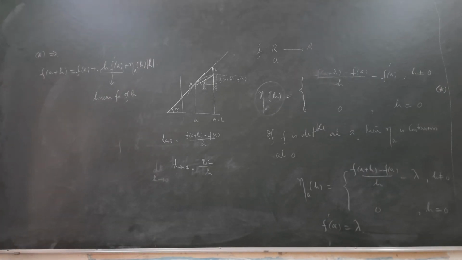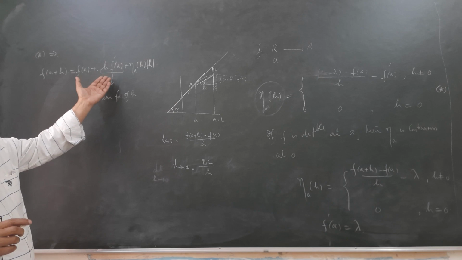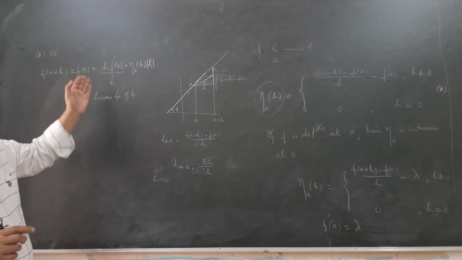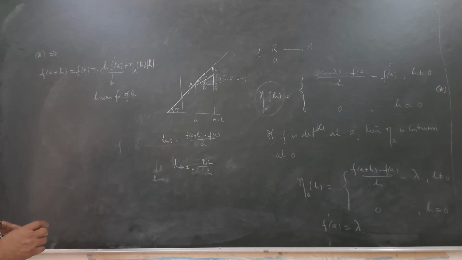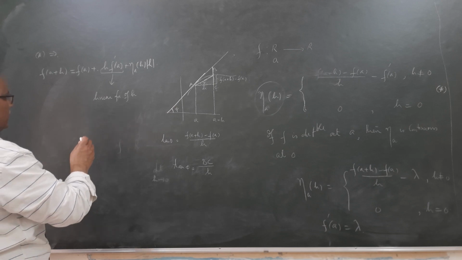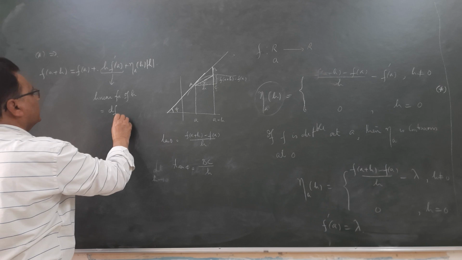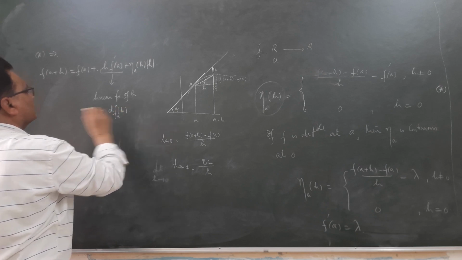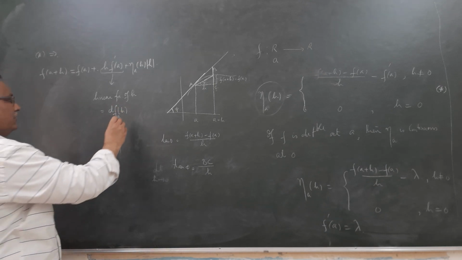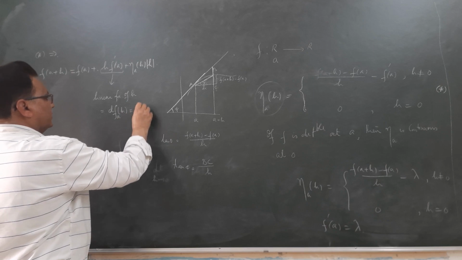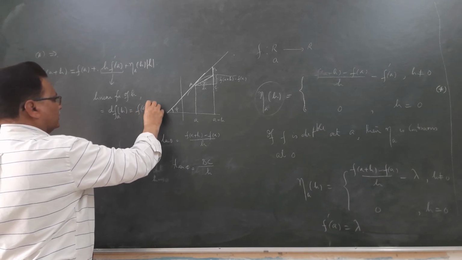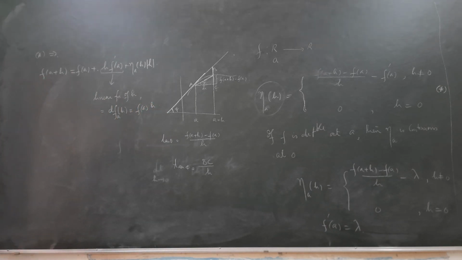Why is it a linear function of h? Because it's a constant times h, so it's a linear function of h. Okay, so you can call this linear function of h as df(a)(h). So what is df(a)(h)? It is f dash a times h. It's a linear function of h.